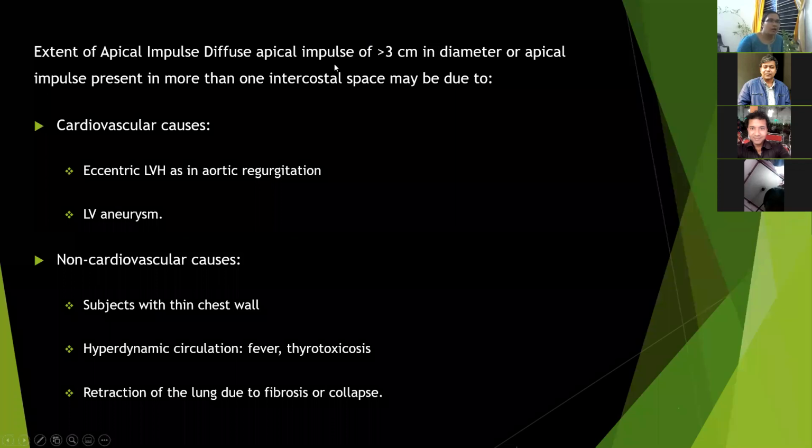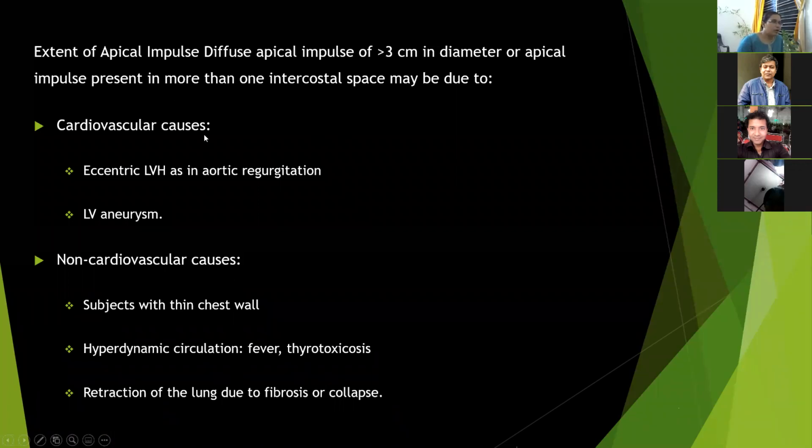Extent of apical impulse, diffuse apical impulse, what is the meaning of that? If the diameter of the impulse is more than 3 cm or the apical impulse is present in more than 1 intercostal space. So cardiac causes are eccentric LVH, as in aortic regurgitation. What is the meaning of eccentric? It is dilated heart, hypertrophy with dilatation, or LV aneurysm. And non-cardiac causes are subjects with thin chest wall, fever, thyrotoxicosis, or retraction of the lung due to fibrosis or collapse.